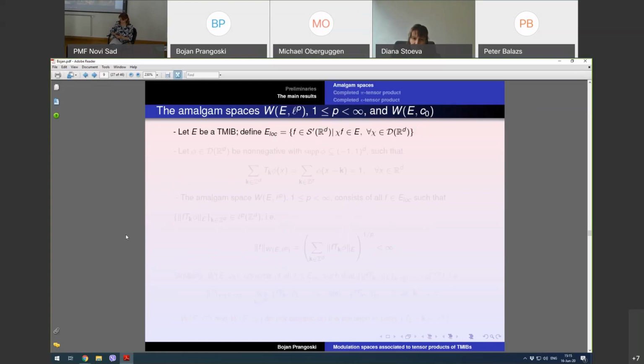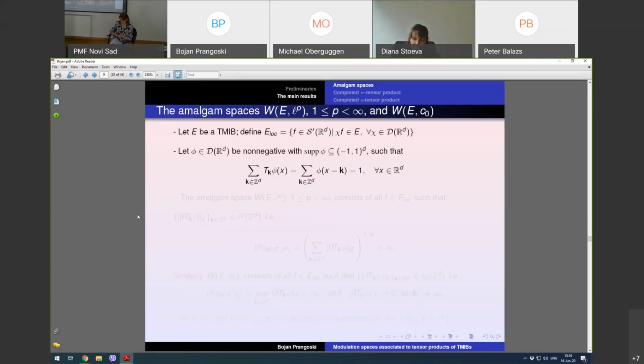Okay, so for this reason, let me recall the definition of amalgam spaces. This can be done in a far more general setting, but for us the only important case is when E is translation modulation invariant. So let E be such a space and define E_loc as the space of all tempered distributions such that when you multiply them by a compactly supported smooth function, you end up in the space E. So these are, in a sense, all the tempered distributions that locally look like E functions.